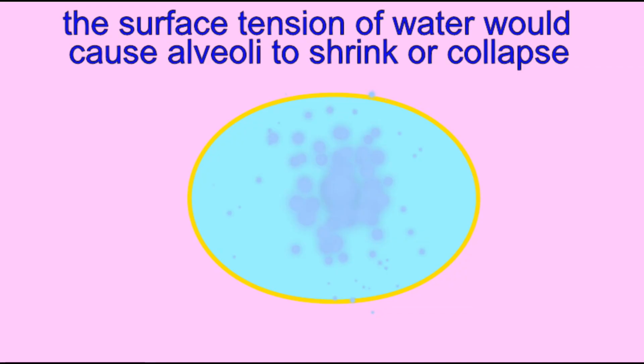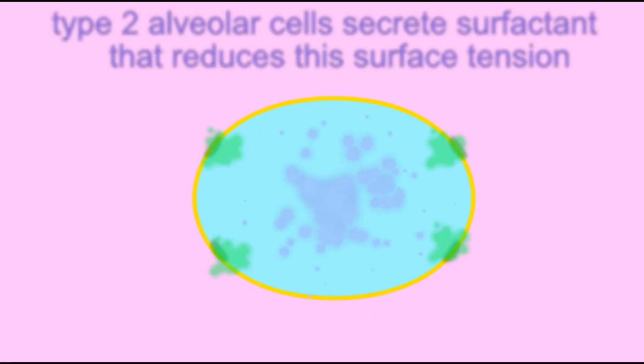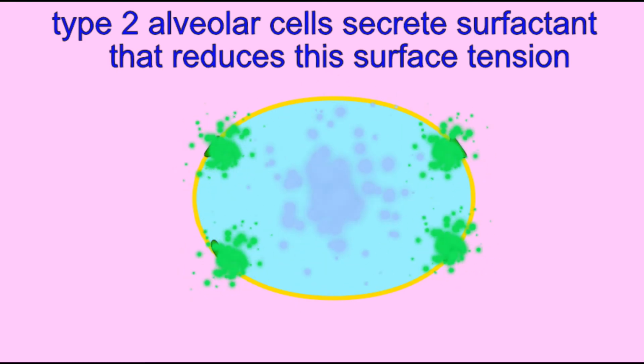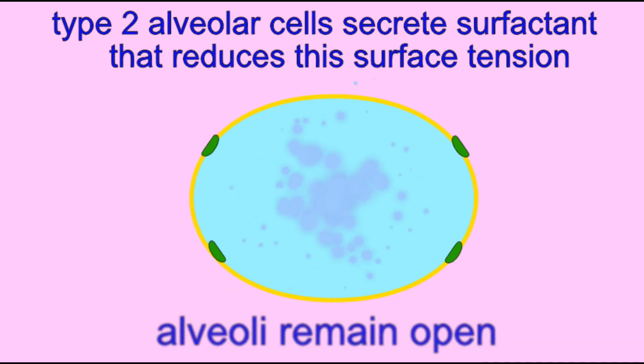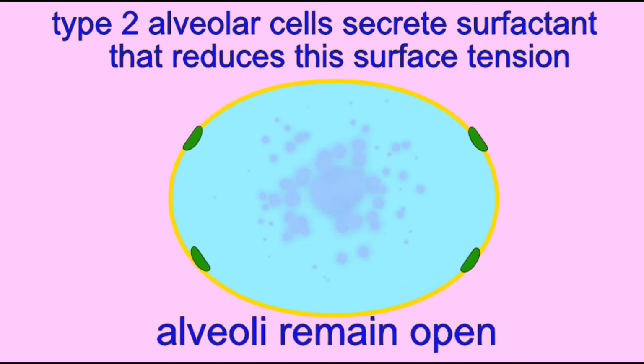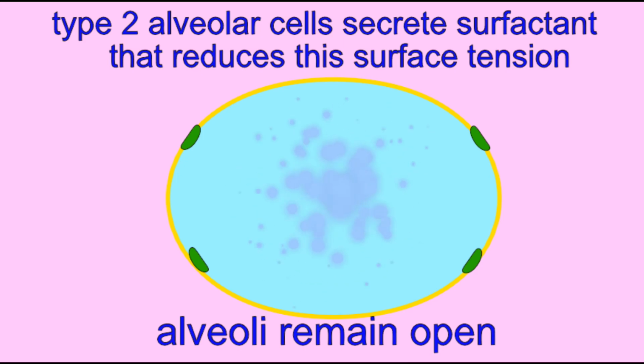There is less surface tension, and this helps our alveoli stay open rather than collapsing, thanks to the surfactant added by the type 2 cells, which reduces the surface tension of water.